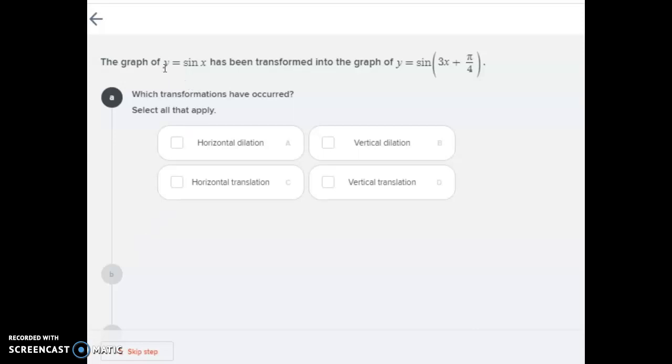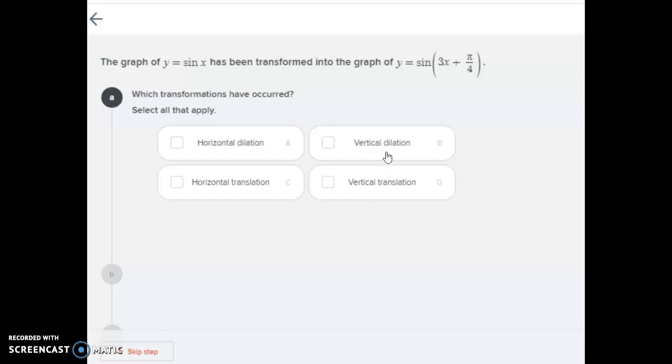All right, so it says the graph of y equals sine x has been transformed into the graph of y equals sine of 3x plus pi over 4. And it asks which transformations have occurred. Now, it's not asking you to specify the exact value of the translation, just what kind of transformations.